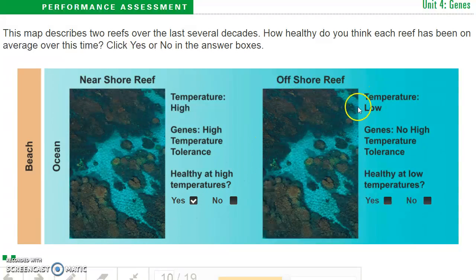Okay. The offshore reef, the temperature is low. And the genes that the offshore reef has do not allow it to tolerate high temperatures. So do you think that this reef has been healthy at low temperatures? Another yes. You got it.